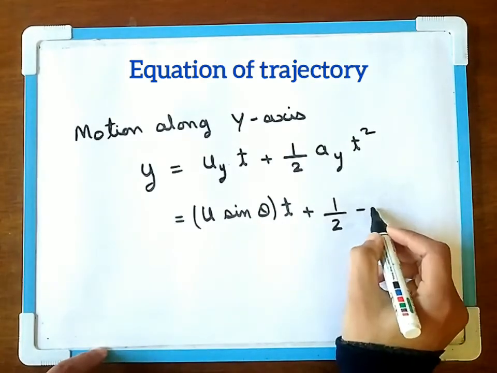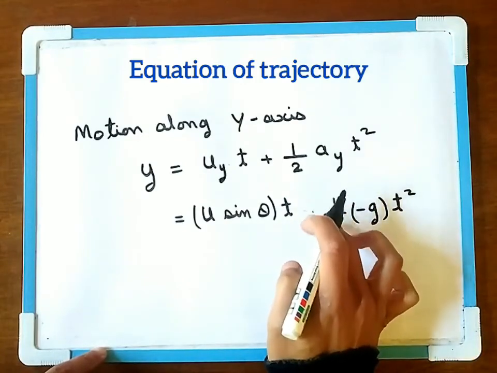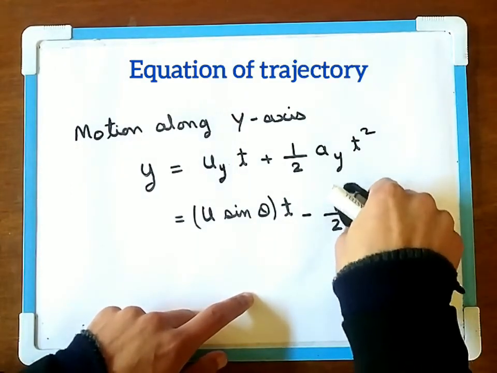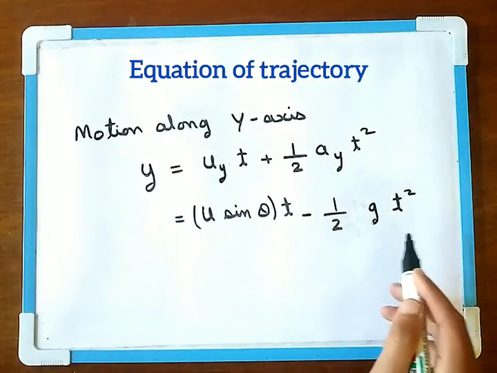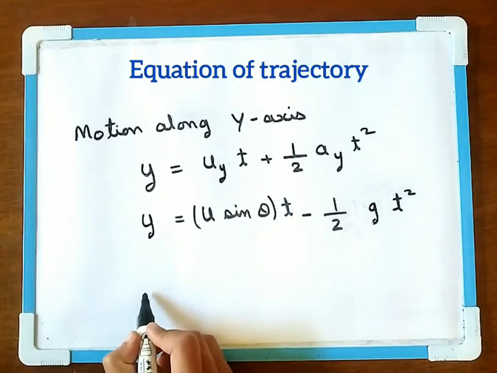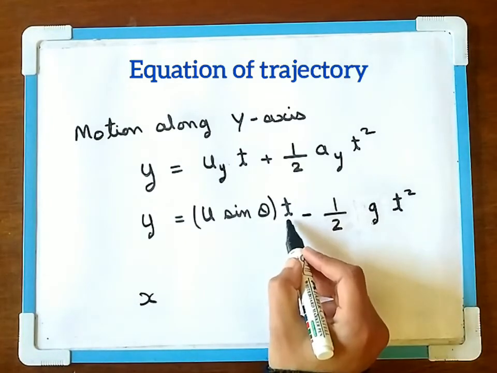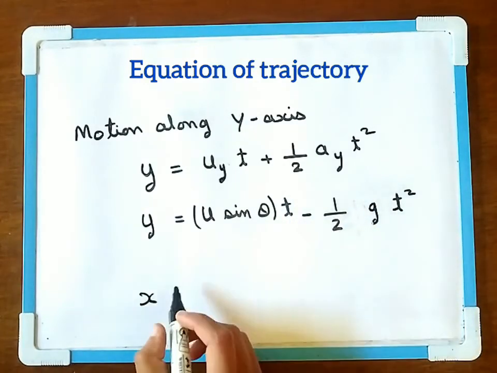So putting this as minus g t square, then we put this minus sign here. This is what you'll get. So minus half g t square. So this is the motion along the y-axis. Now you recall from equation 1 how much x is equal to. Now to find the equation of trajectory, we'll have to eliminate this t, t in this term and t in this term. So here we can eliminate this t by using this one.